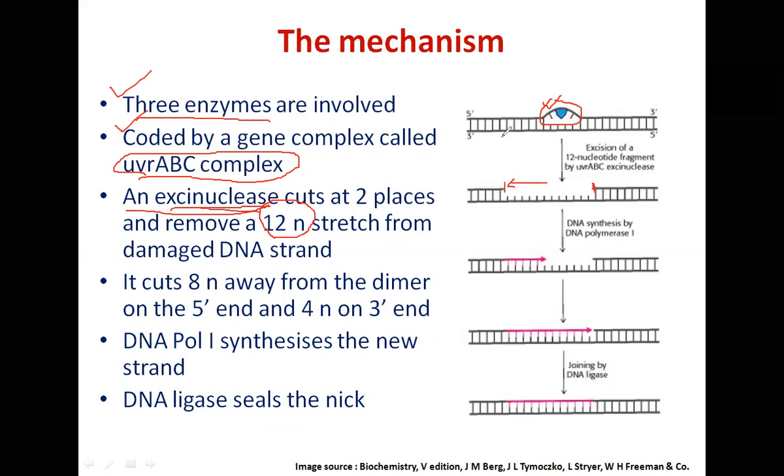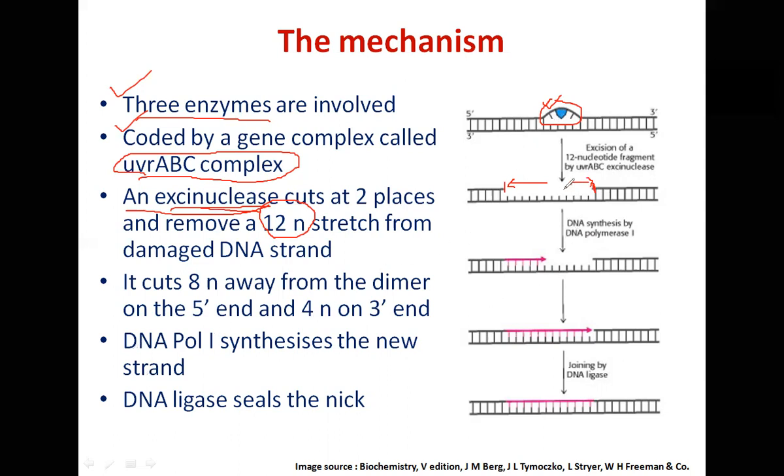So this is the 5' end, 8 nucleotides towards the 5' end from the site of damage, and 4 nucleotides towards the 3' end from the site of damage. So that is how it will excise a 12 nucleotide long stretch from the DNA strand where you have these thymine dimers formed as a result of exposure to UV light.